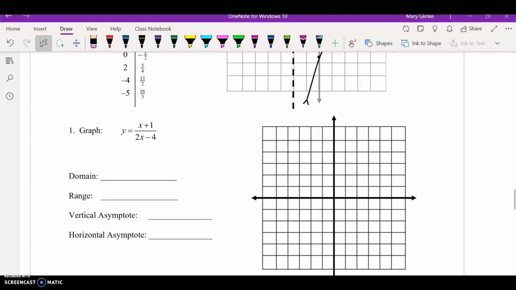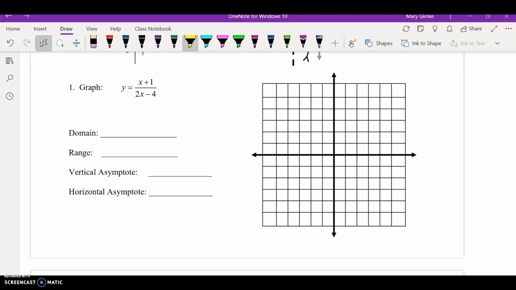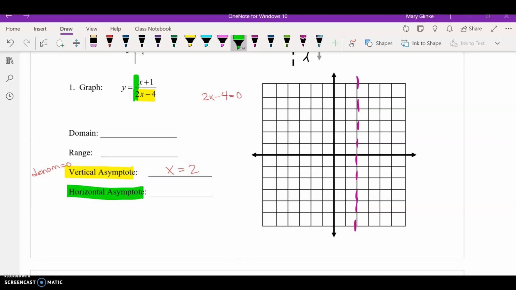So let's go ahead and try one of these. Again, it's slightly different here. I'm going to start off with the vertical asymptote because that's going to be similar to what we did before. So it's the denominator set equal to 0. So 2x minus 4 equals 0 gives you a vertical asymptote at x equals 2. Your horizontal asymptote is going to be the ratio of the leading coefficients, and that's because these are both linear terms here. So it's going to be y equals 1 divided by 2. So y equals 1/2.